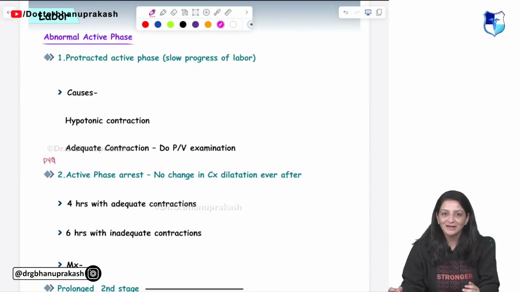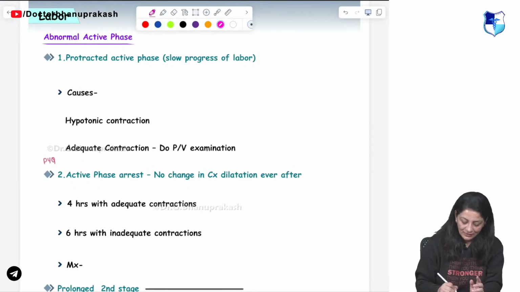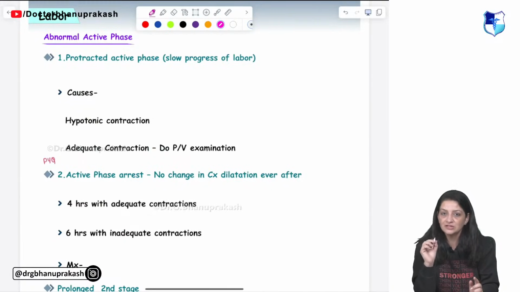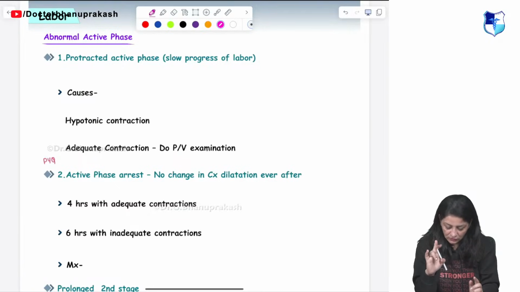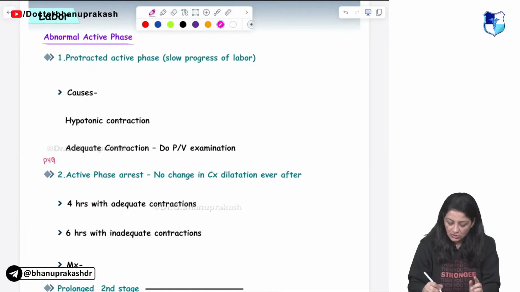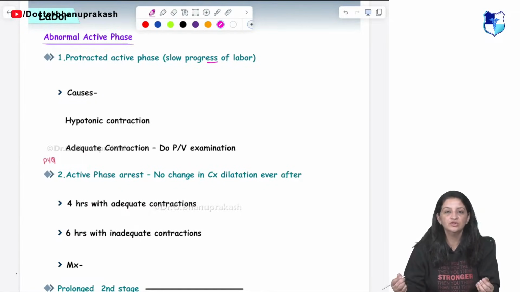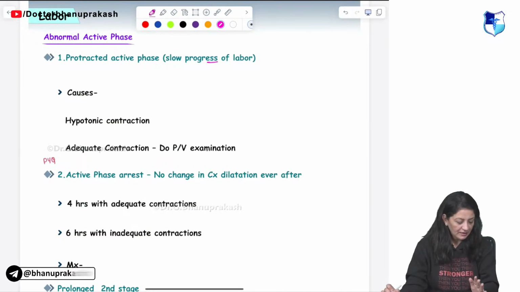In abnormal active phase, there could be a protracted active phase and active phase arrest. Please try to understand. The first one means slow progress of labor. The second one, active phase arrest, means no change in the cervical dilatation.